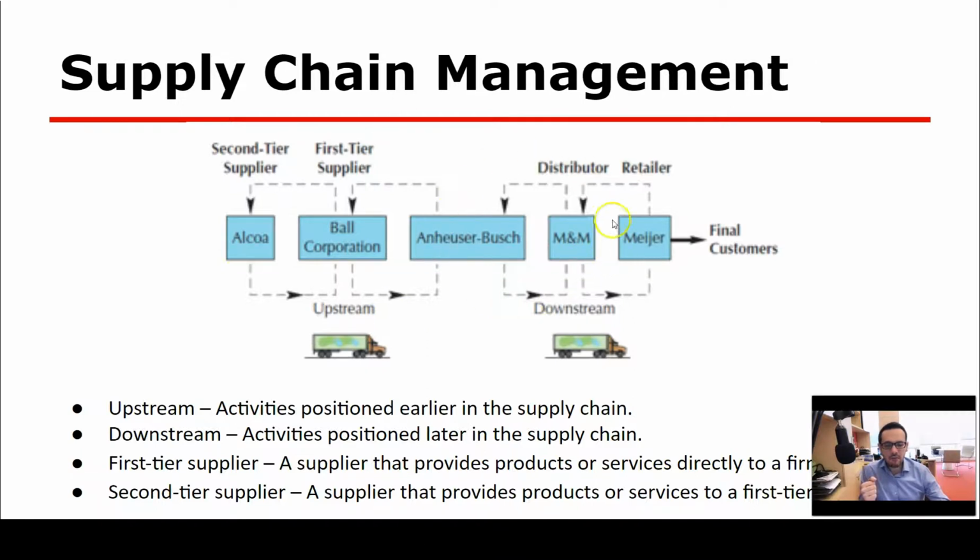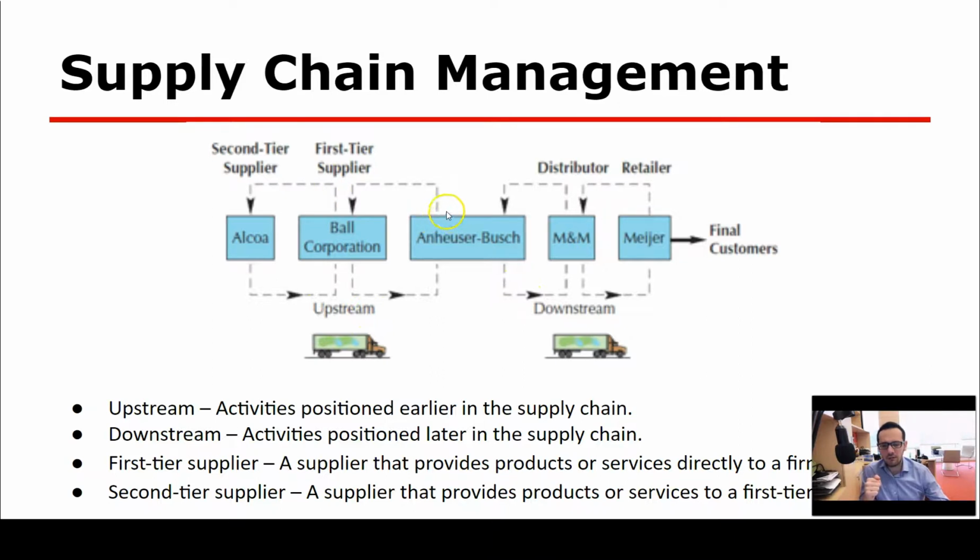Here we have downstream. So downstream usually involves distributors and retailers. In this case, Anheuser-Busch has a distributor called M&M. So M&M buys the end product, the beer, from Anheuser-Busch and then delivers to different retailers. And one of the retailers that they distribute to is Maya. So what Maya does, they buy from M&M and then M&M buys from Anheuser-Busch. This we call downstream and this we call upstream.